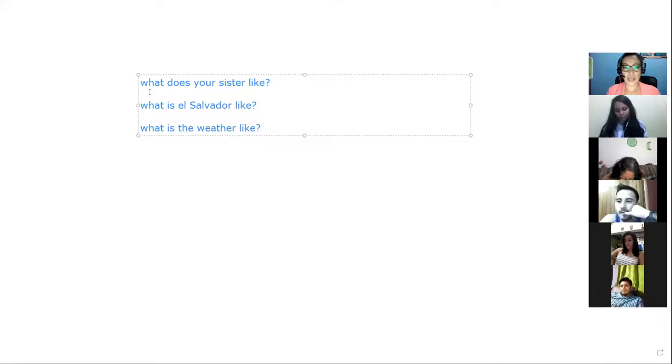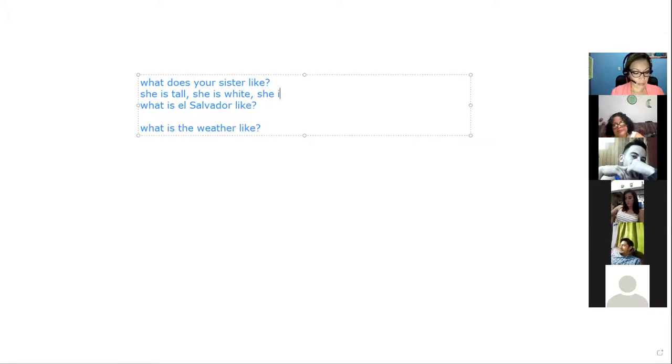Si le digo, what does your sister look like? ¿Cómo es tu hermana? ¿Cómo luce? ¿Cómo es? So you say, she is tall. She is white skin, right? She's beautiful. En este caso, el what no tiene mucha traducción, sino que es una frase compuesta prácticamente. What, es pregunta. Yes, it's a question word.